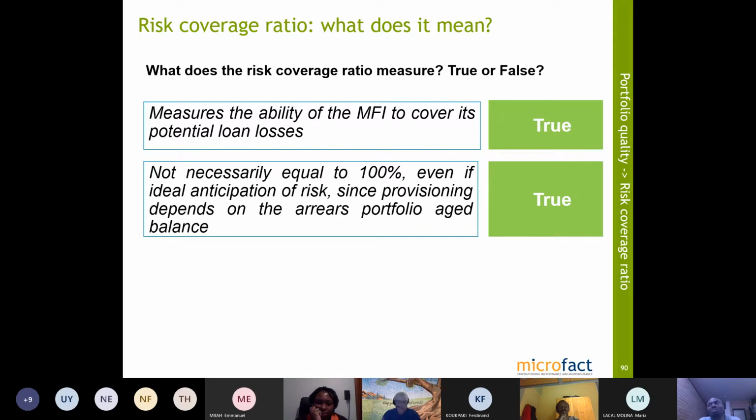So if you have that kind of collateral available, it's not really logical to have a 100% coverage on top of that by your provisioning and to create your loan losses. So this is certainly a reason why it might be lower than 100%.